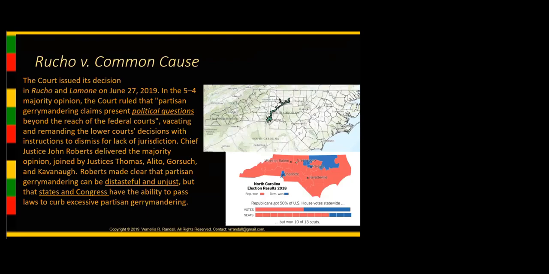The court can kick it back down and say, okay, we want you to do X. And then when they do X, it comes back up through the courts again. But that's not what happened in this case, in the Common Cause case. What happened in this case is they just said, hey, there's nothing we can do about it.